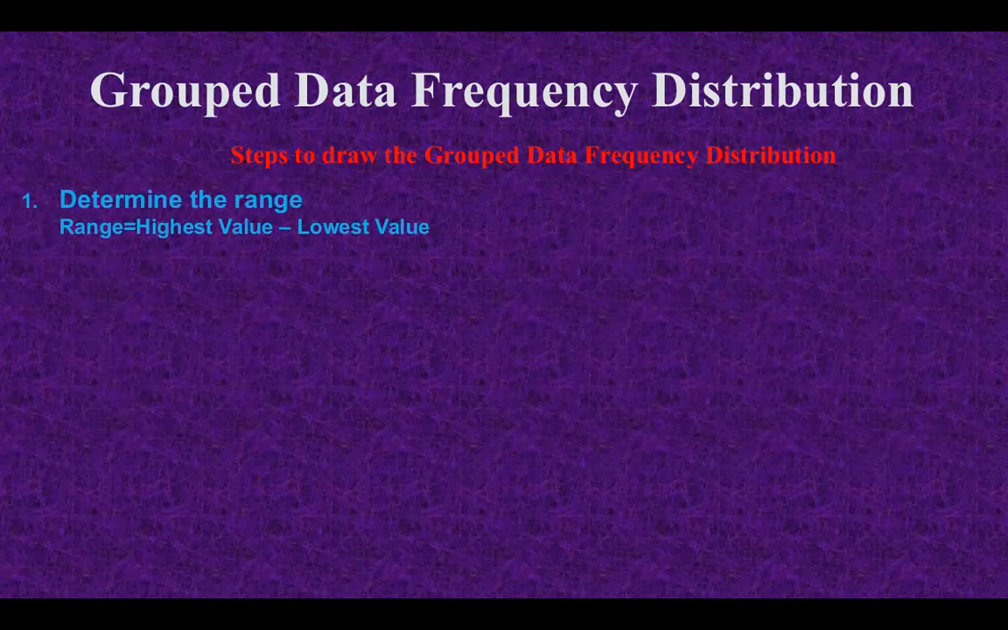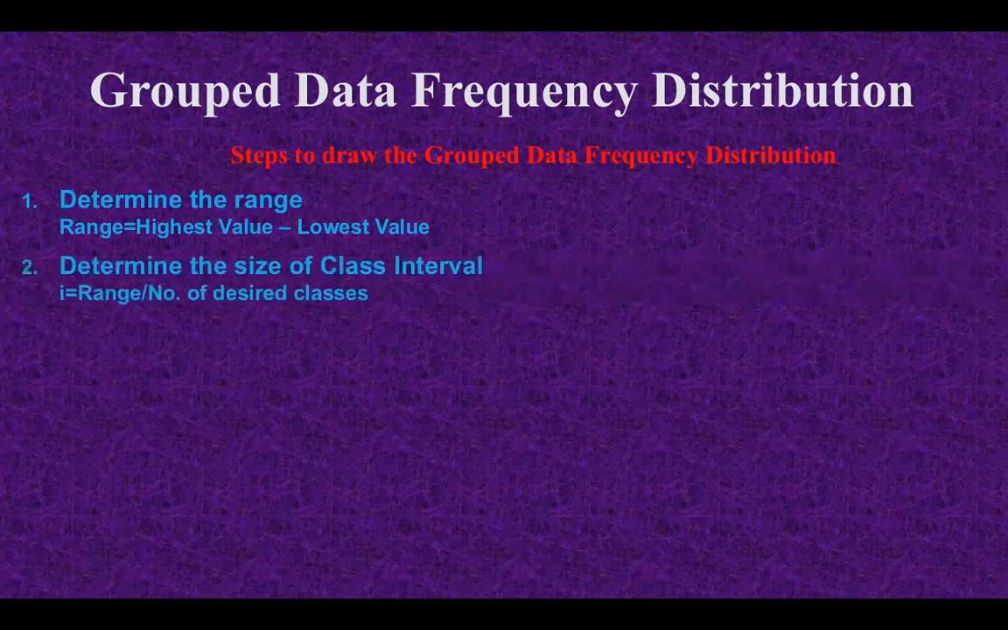In our raw data, we find out what is the highest value and what is the lowest value. Range is the difference between the highest value and the lowest value in your ungrouped data, in your raw data. That is the range. Second step is to determine the size of the class interval. Size of the class interval can be determined. It's up to us how many class intervals we can frame.